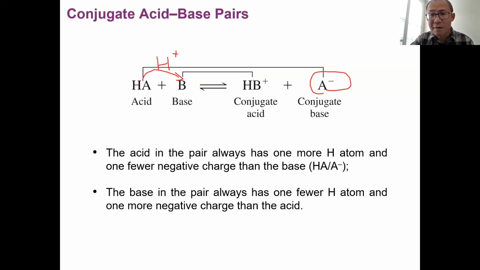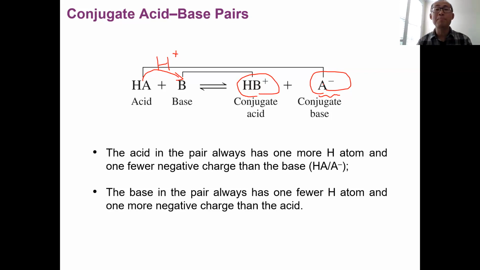Why does it become a base? Because A minus here can now accept a proton, because the proton is going away. Now it can accept a proton back. So the acid now becomes a base. We call that the conjugate base of the acid. Very similar, when the base accepts a proton, the base has a proton now after accepting it. So the BH plus is called an acid because it has a proton on it. And that acid is called the conjugate acid of the base. See, acid becomes conjugate base. Base becomes conjugate acid.